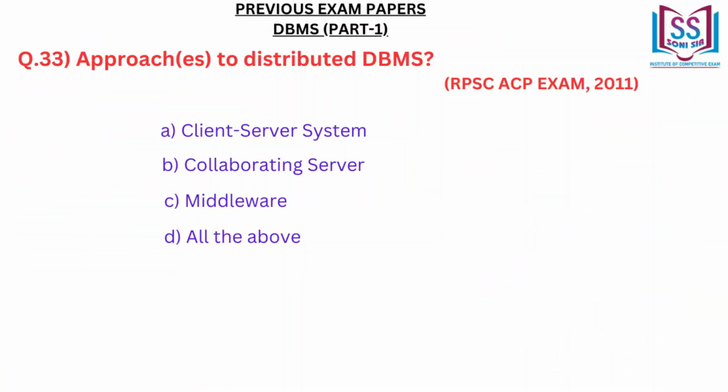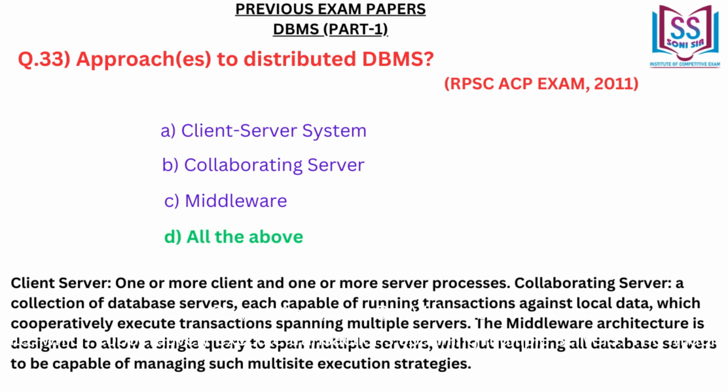Approaches to distributed DBMS. A. Client-server system. B. Collaborating server. C. Middleware. D. All the above. Correct answer D. All the above. Client-server, one or more client and one or more server processes.